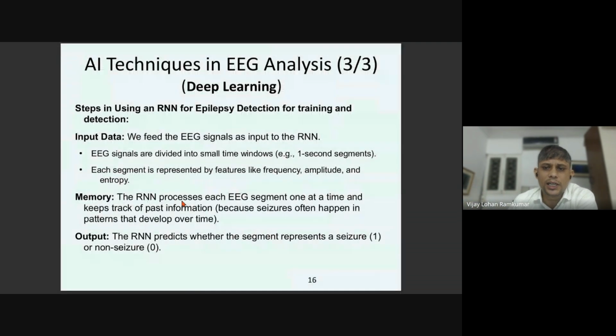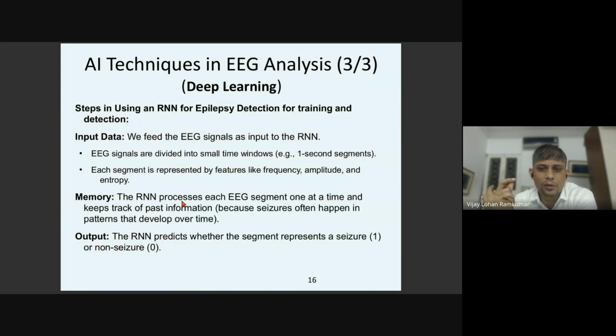Now we will try to understand this with a simple example of how we can design a simple RNN for epilepsy detection. The first step is the input data. When we feed the input data, considering it's going to store and analyze at the same time, we have to divide the data. First, we subdivide whatever set of data we have into small segments, so that it will not have unwanted load. So it will go step by step.